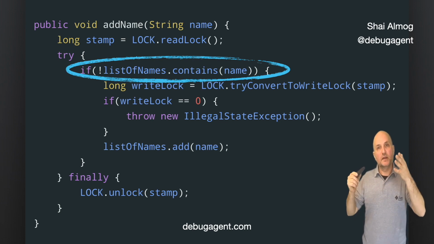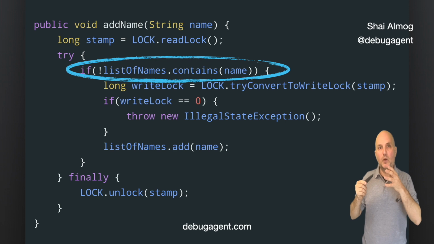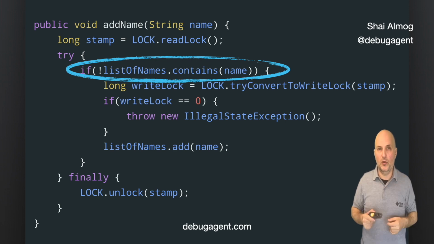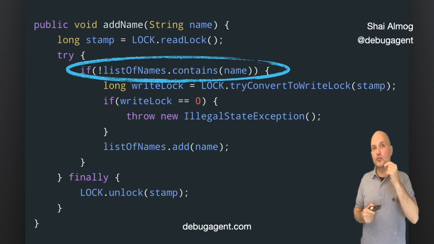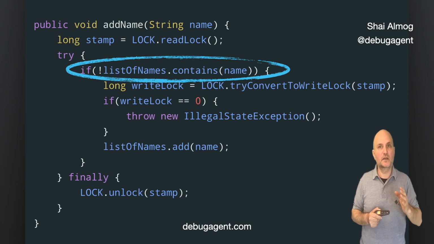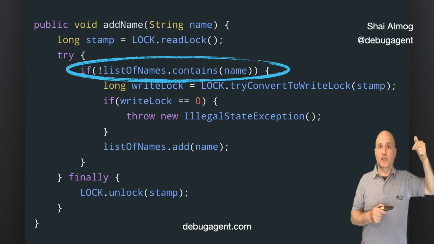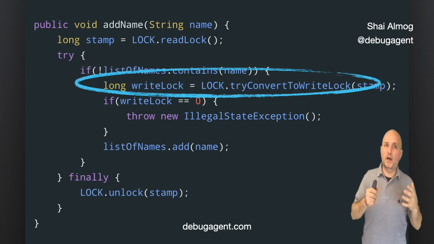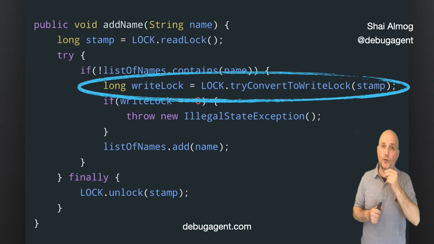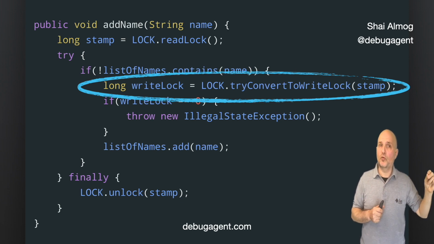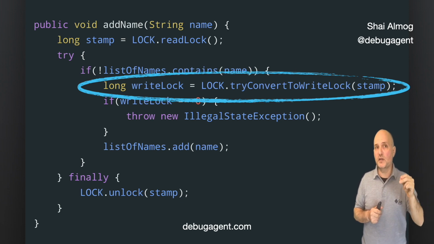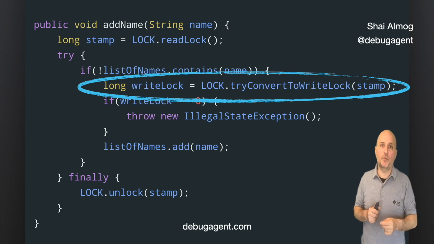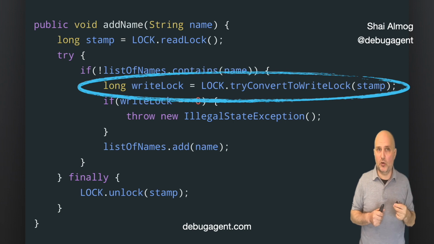But if it is not contained, then I would need a write lock. With a typical Reentrant read-write lock, I can't get a write lock while I'm holding a read lock. I would need to release the read lock and then get the write lock. But here I can convert the read lock to the write lock, which would be potentially more efficient than grabbing and releasing a read lock before acquiring a write lock.